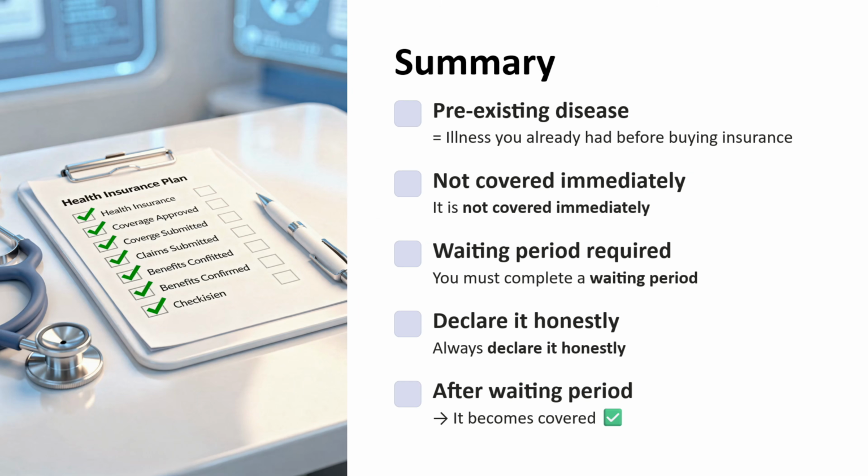Now we will see the summary. Pre-existing disease is the illness you already had before buying the insurance. It is not covered immediately. Waiting period is required. Declare it honestly. After the waiting period, it becomes covered.